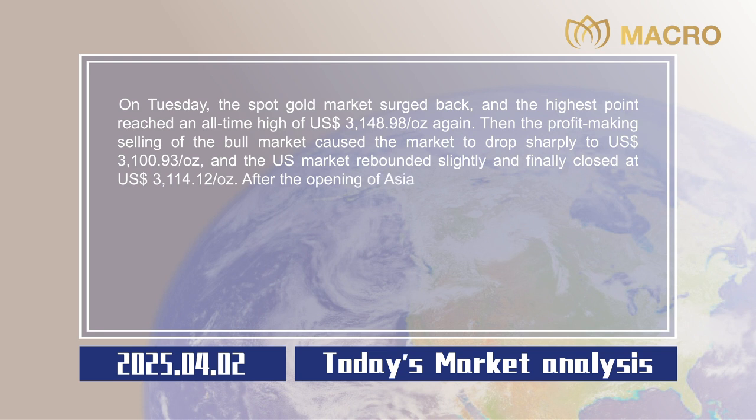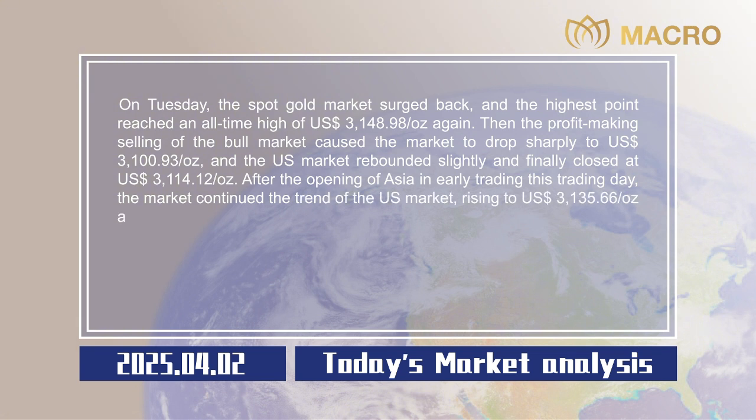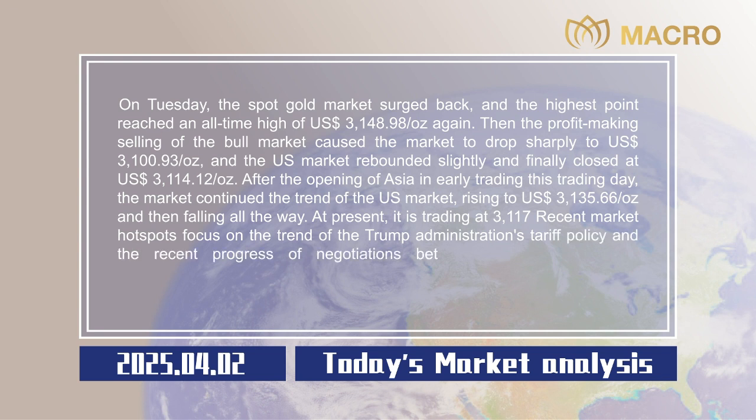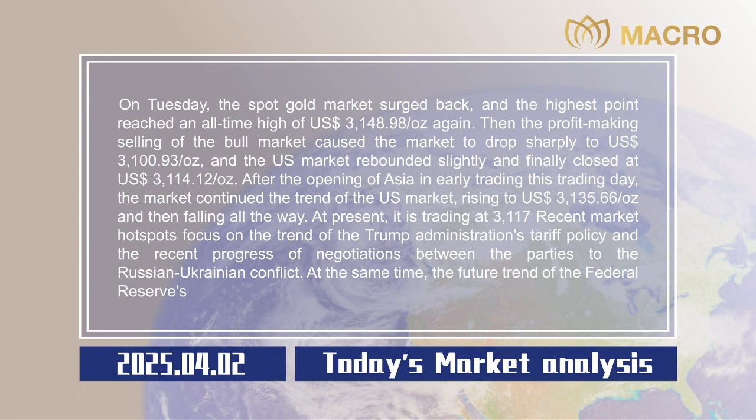After the opening of Asia in early trading this trading day, the market continued the trend of the U.S. market, rising to $3,135.66 per oz, and then falling all the way. At present, it is trading at 3,117. Recent market hotspots focus on the trend of the Trump administration's tariff policy and the recent progress of negotiations between the parties to the Russian-Ukrainian conflict. At the same time, the future trend of the Federal Reserve's monetary policy will also affect the market trend.